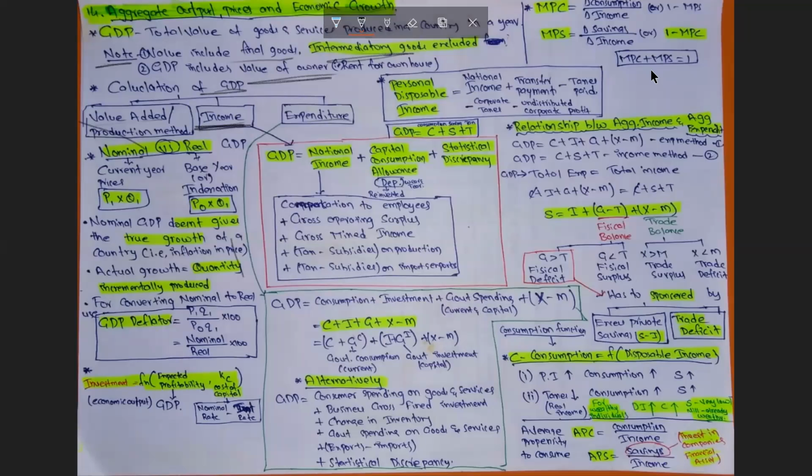In the income method, GDP is equal to national income plus capital consumption allowance plus statistical discrepancies. National income here means compensation to employees plus gross operating surplus, that is EBIT of companies, and gross mixed income, where the labor is acting as labor as well as capital. Taxes minus subsidies on production, plus the effect of taxes and subsidies, should be added back to the national income, and the same goes for taxes minus subsidies on imports and exports. So the net value of goods will be added.